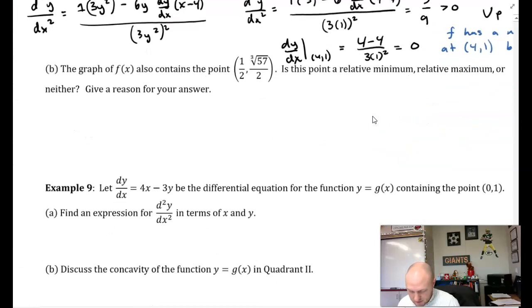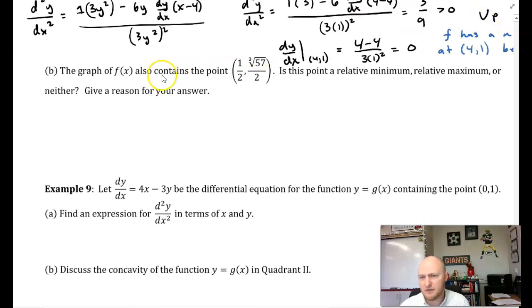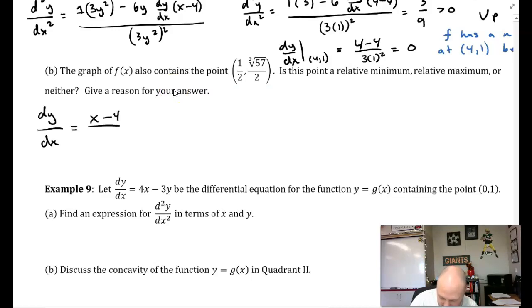B is similar. They just give you a new point. They say the graph of f of x also contains the point 1/2, cubic root of 57 over 2. Is this point a relative minimum, a relative maximum, or neither? Well, remember, the first thing that you have to check is, is dy over dx this 0? If not, then all bets are off. So let's go ahead and check dy dx at this value.